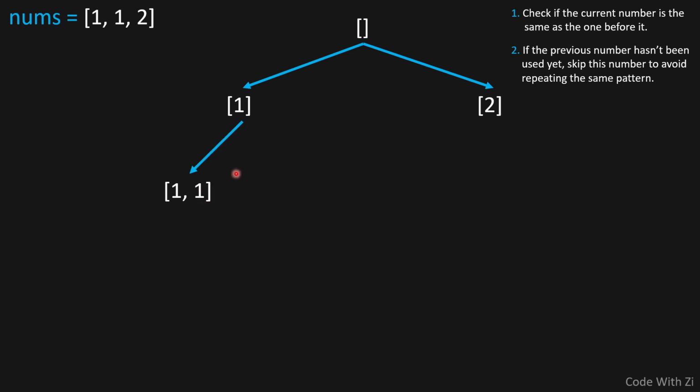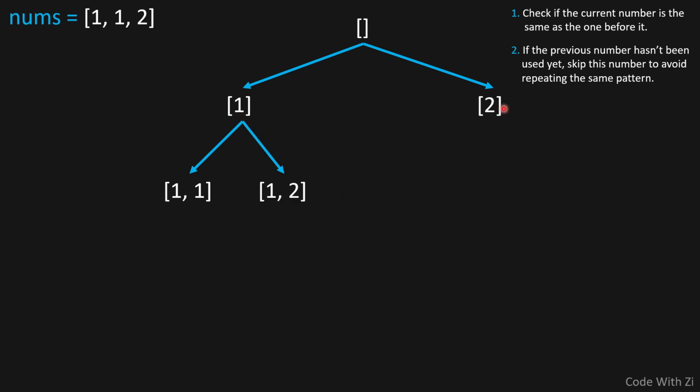And then we're going to be like, all right, we've explored the possibility of adding 1 to this 1 that we have here. What about 2? What will happen if we instead add 2 to our 1? Well, we're going to check if the current number, which is 2, is the same as the one before it. Well, the one before it is 1 and 2 is not equal to 1, so we don't need to check this one here, and we're just going to add it to this one, like so. And let's expand this one as well.